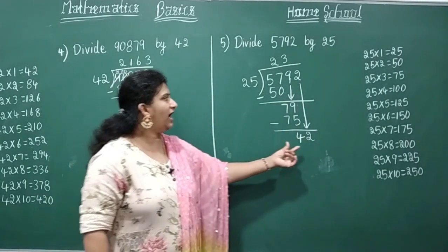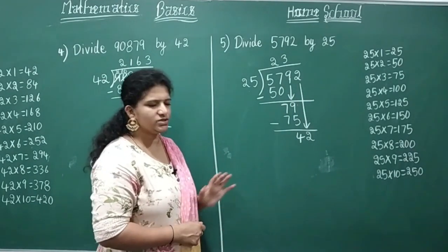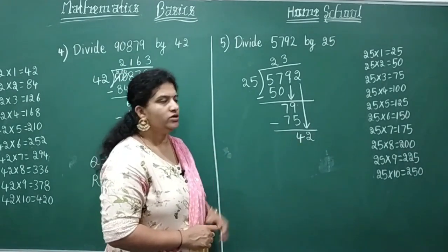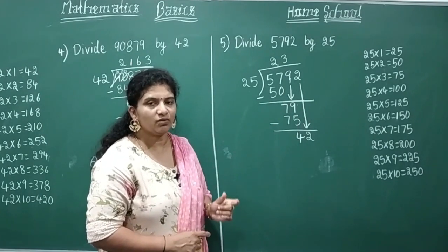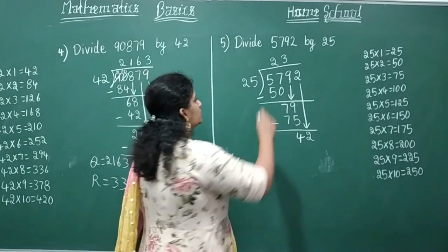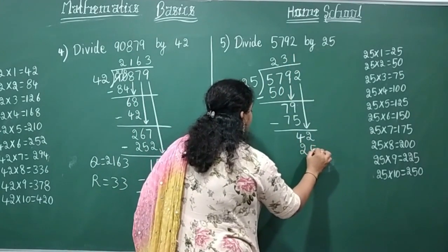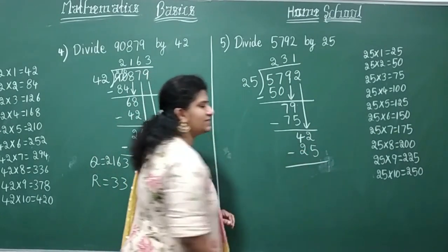So now what do you have here? 42. So look here, children, 42. Where is it nearer? 25 ones are 25. So right here, 25 ones, 25.